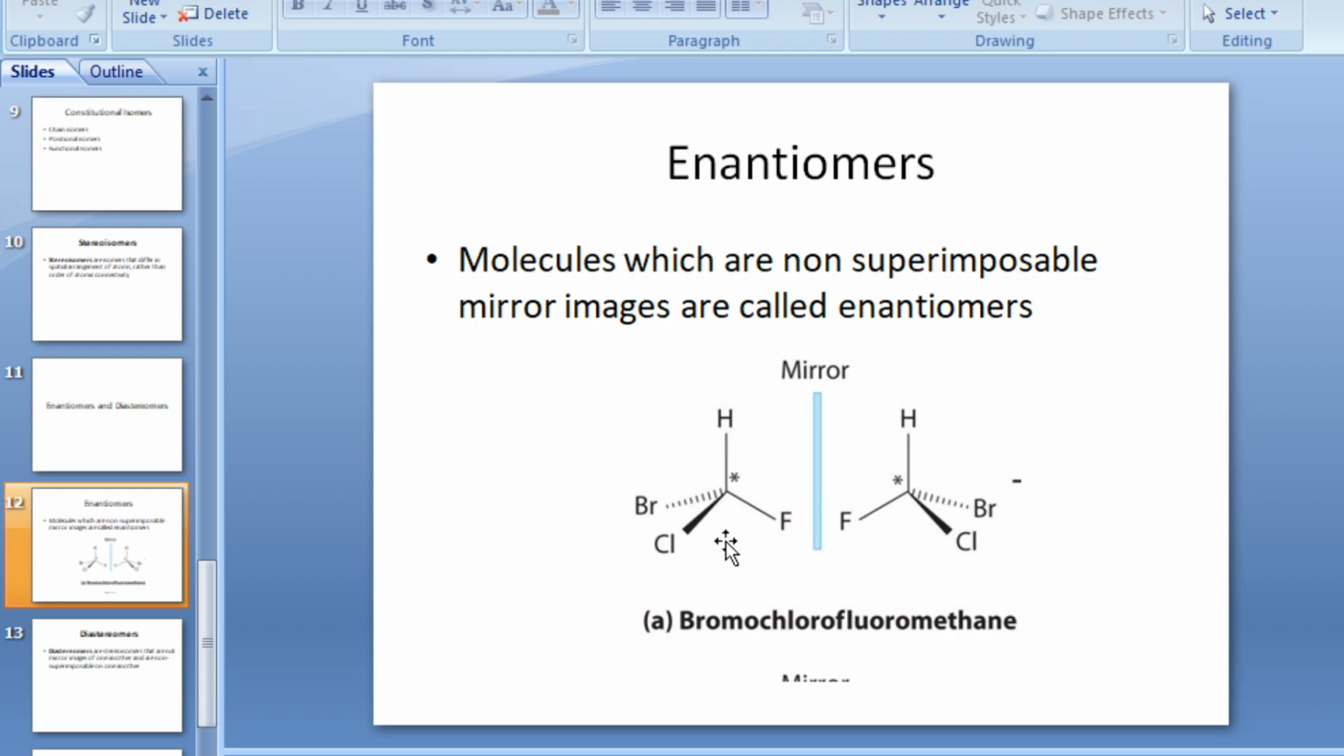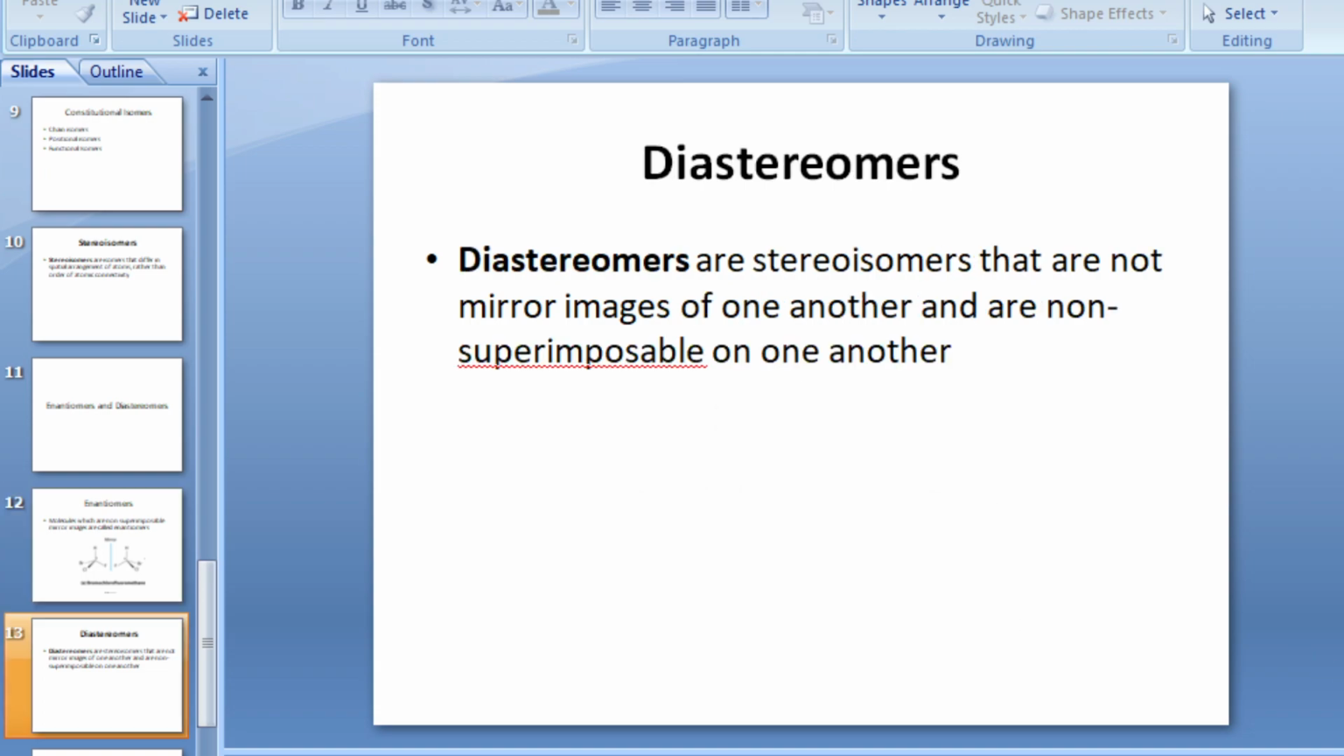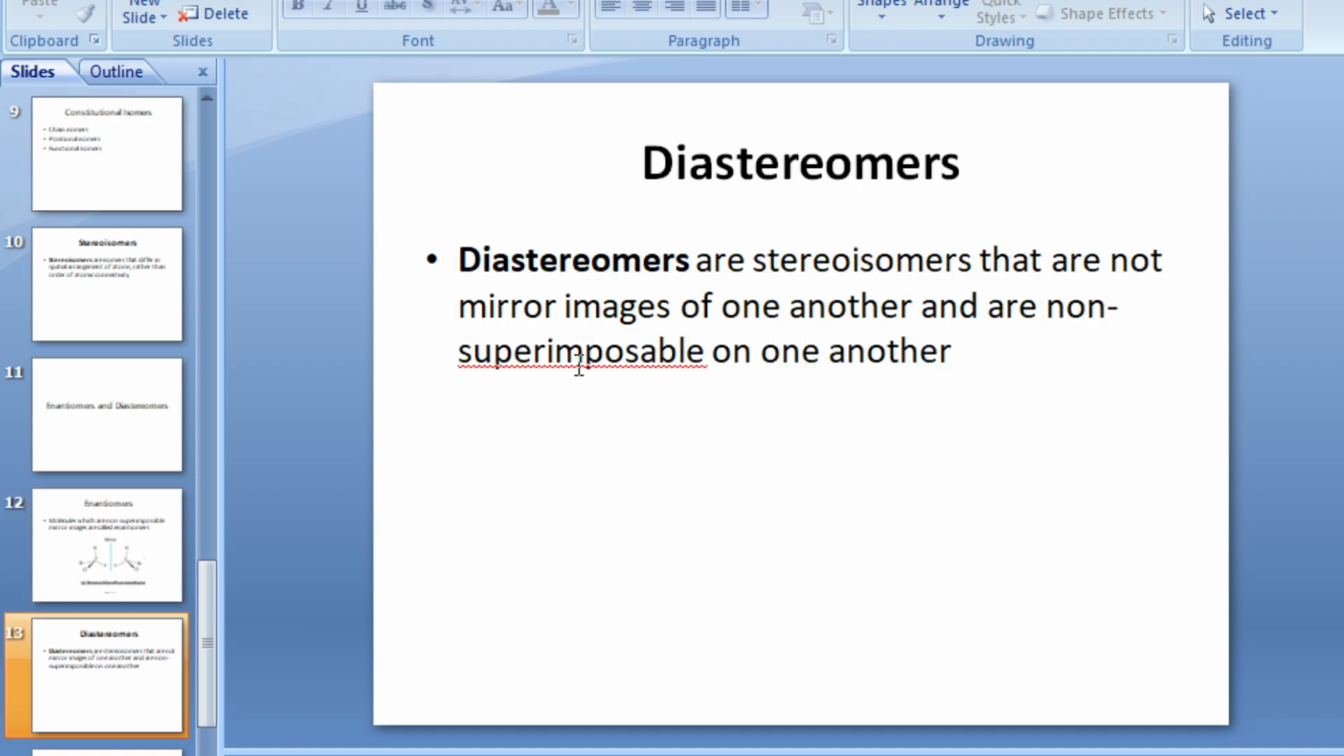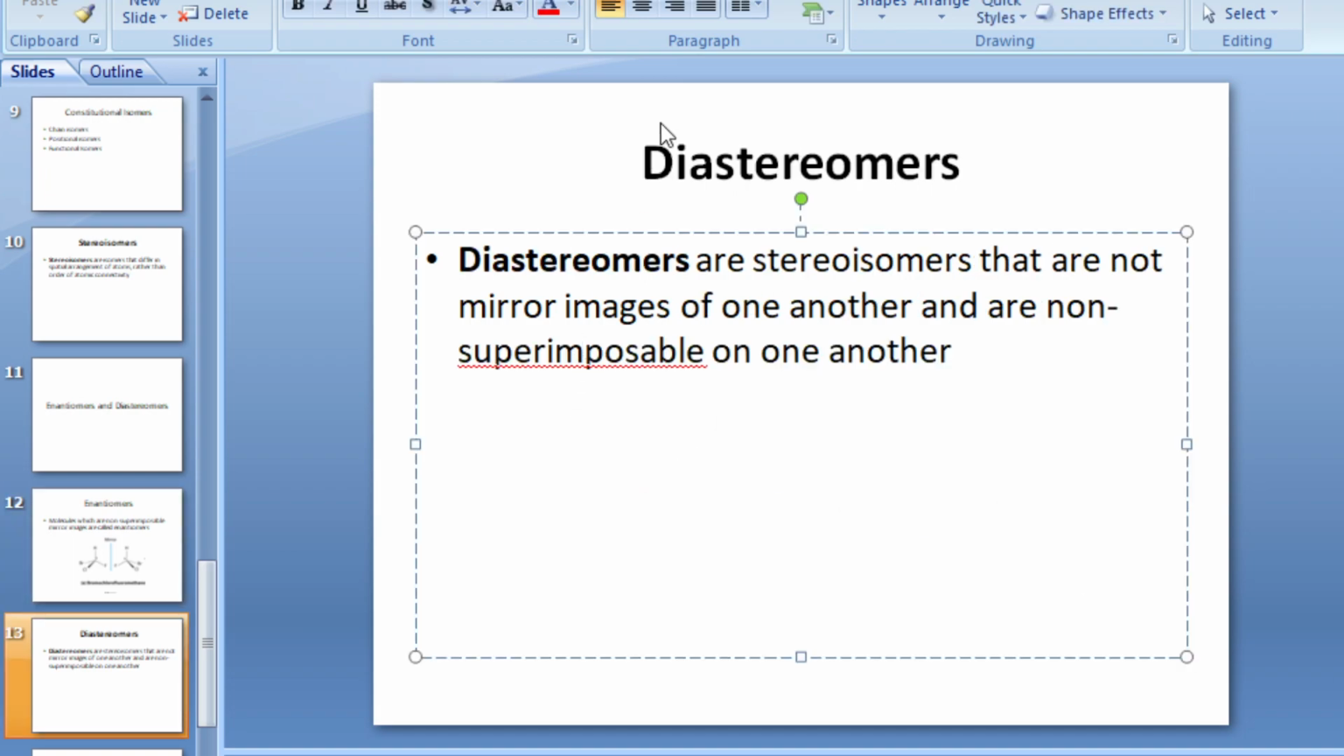So these two are mirror images, and now you try to superimpose this onto this one. What happens? They are not superimposable, and a mirror image relationship is there. Then they are referred to as enantiomers. Similarly, the other one is diastereomers. Such stereoisomers where there is no mirror image relationship. In the earlier case we had a mirror image relationship, but in this case you don't have a mirror image relationship.